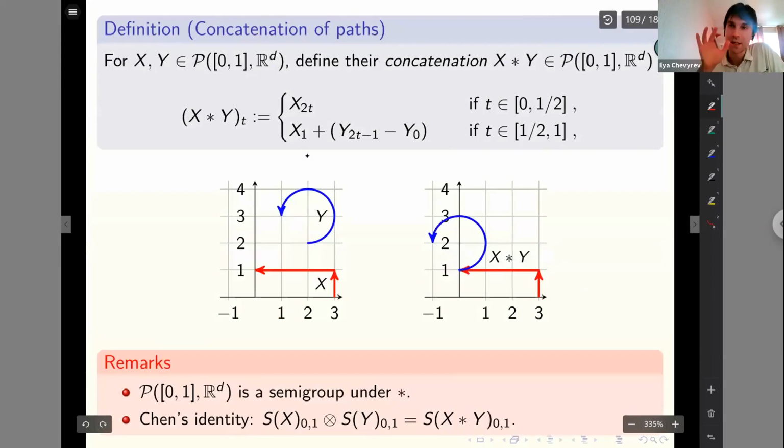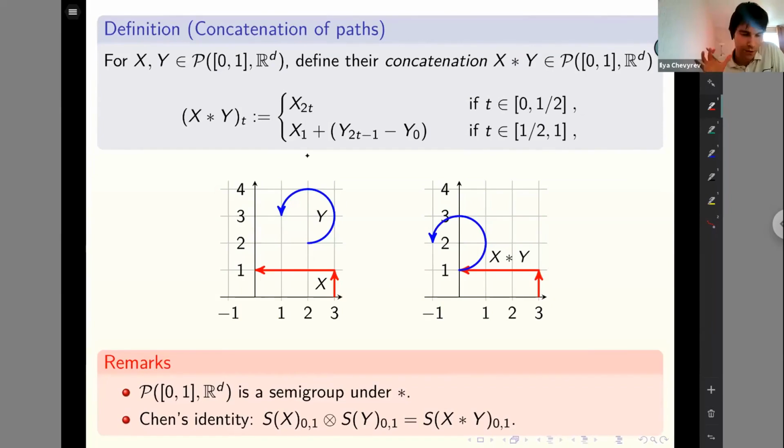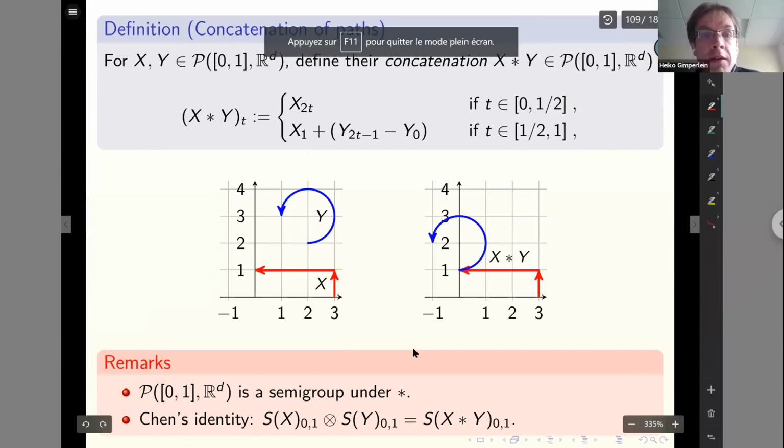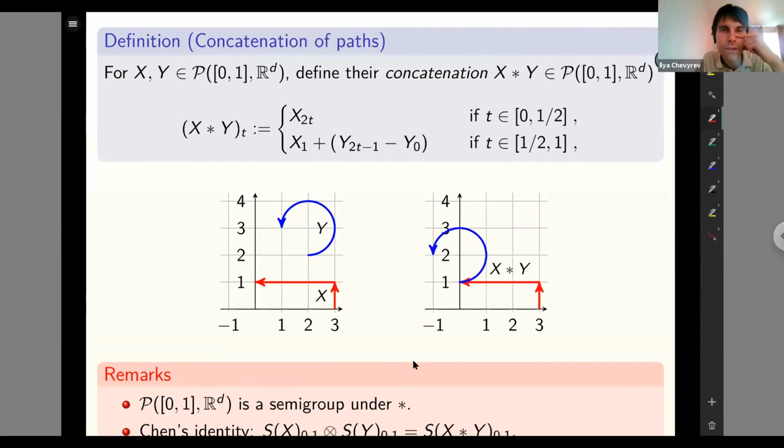Okay, so yet again, another take on Chen's identity. Very briefly, I'm going to define how to concatenate two paths together. There's a quick question in the chat: in what sense is the limit of the infinite sum taken?